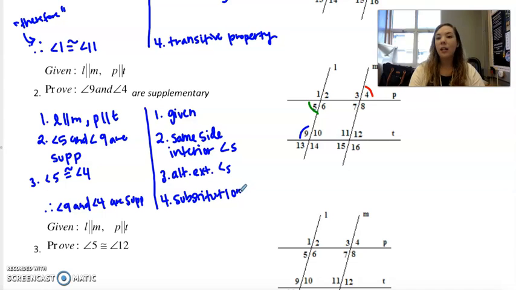Okay, and it didn't have to be angle 5. These two could have been a different order. There is more than one way to write a proof, but your argument needs to make logical sense and have a reason for each step.